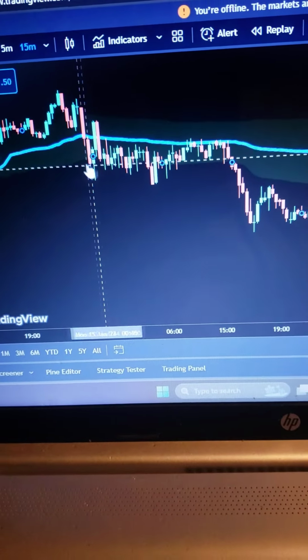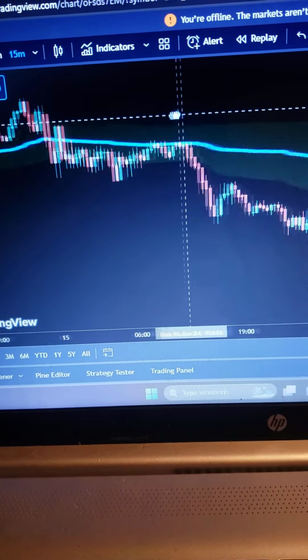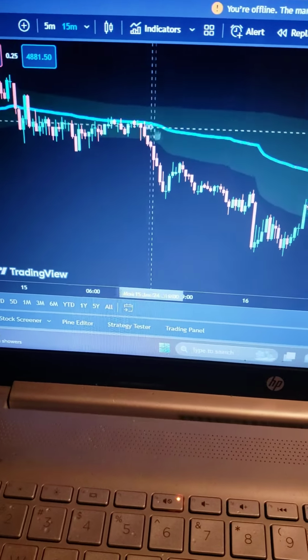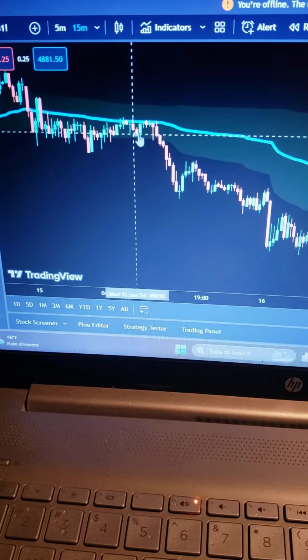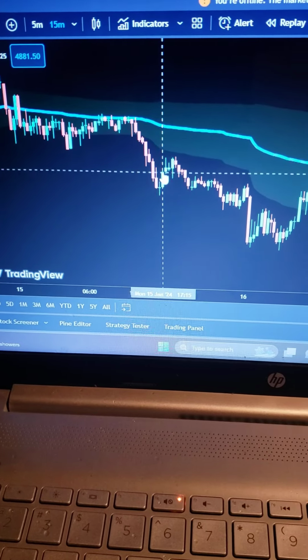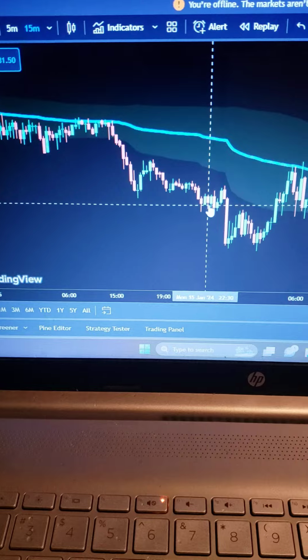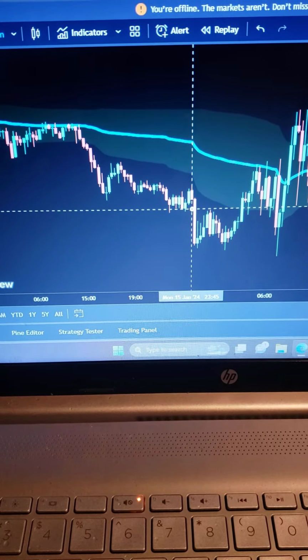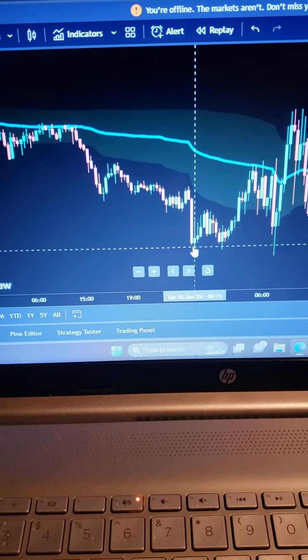The 15-minute just really puts it in perspective, where you don't have the binoculars on, you're not looking through a telescope, but you really get to see when it's sideways and when it's not. And when it's sideways, you don't want to trade it. But look at that move after it goes sideways. That's what we look for.